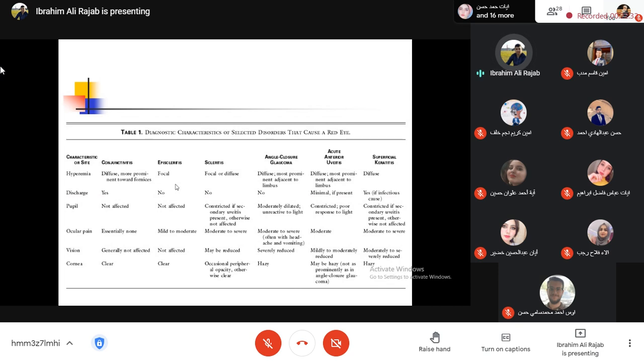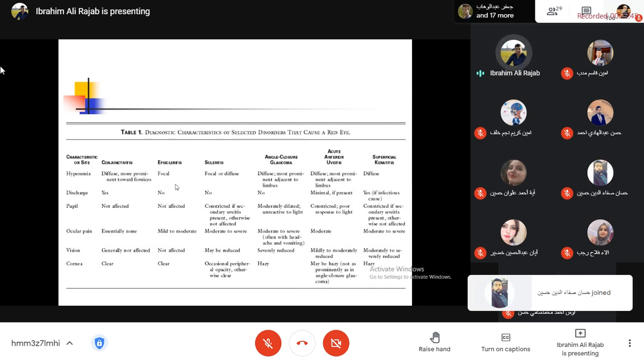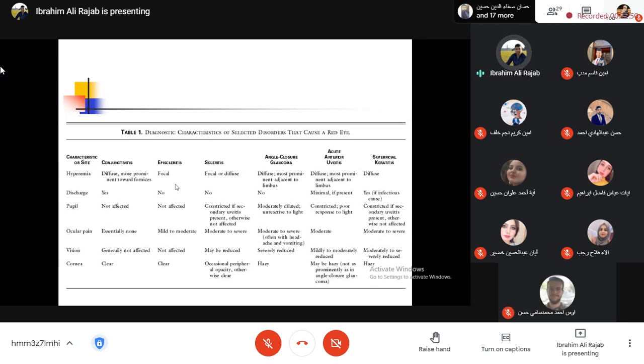Another cause of blurred vision in patients with anterior uveitis is the complications of anterior uveitis. The complications of anterior uveitis are many, for example, cataract, glaucoma, retinal involvement. So the cause of blurred vision in acute anterior uveitis is the inflammation inside the anterior chamber. In chronic, the complication of anterior uveitis.